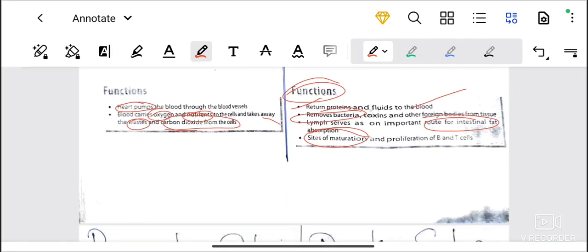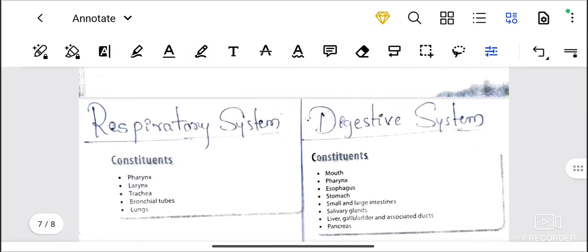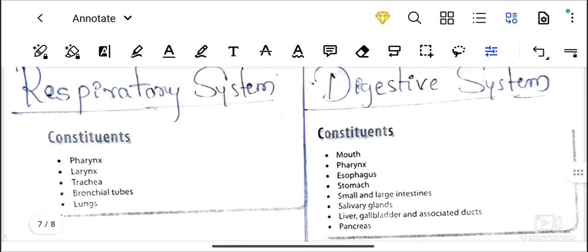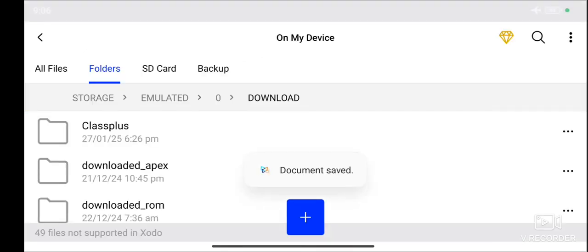The next system is the respiratory system. In the respiratory system we will study the pharynx, larynx.